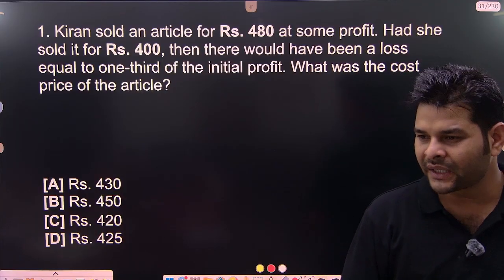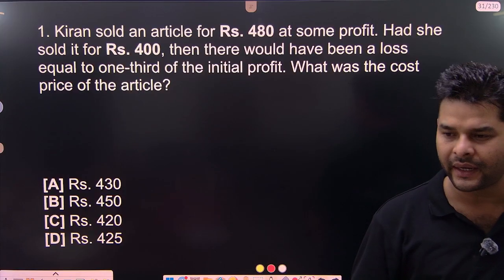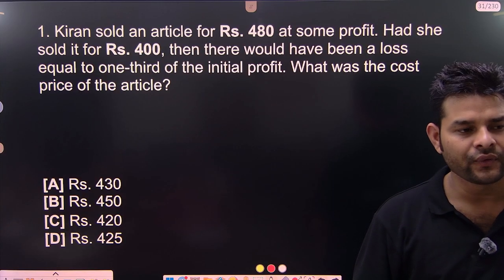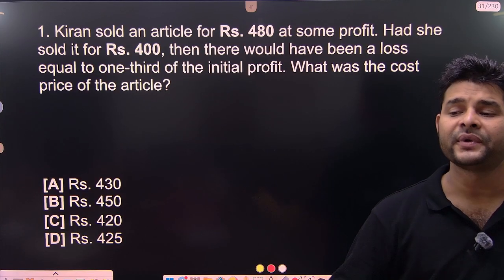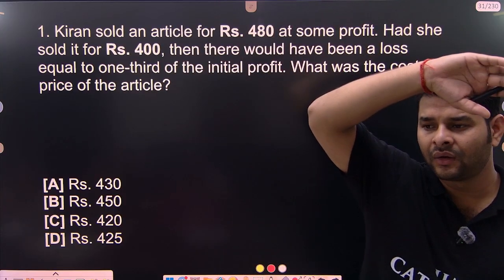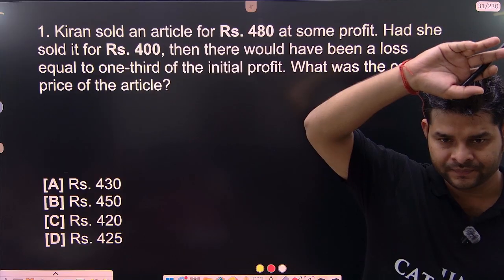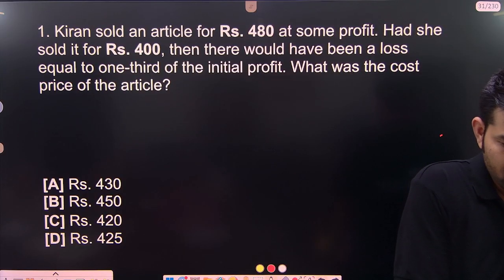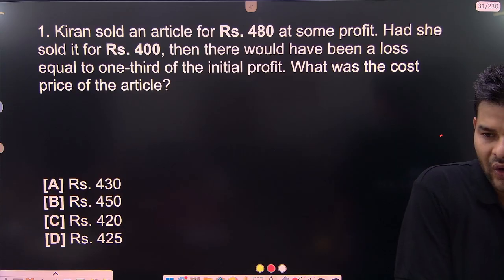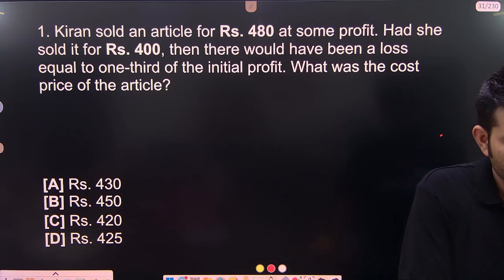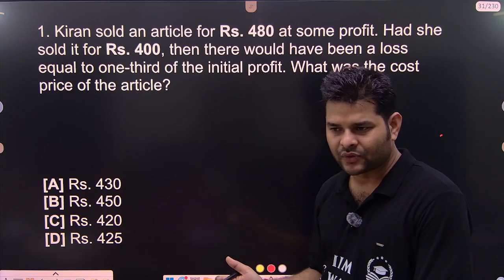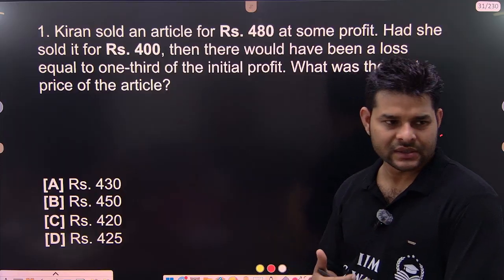The first condition is that he already sold the item at 480. If he had sold it at 400, hypothetically, then there would have been a loss equal to 1/3 of the initial profit. So first we will discuss this question in detail, then we will discuss it in short.